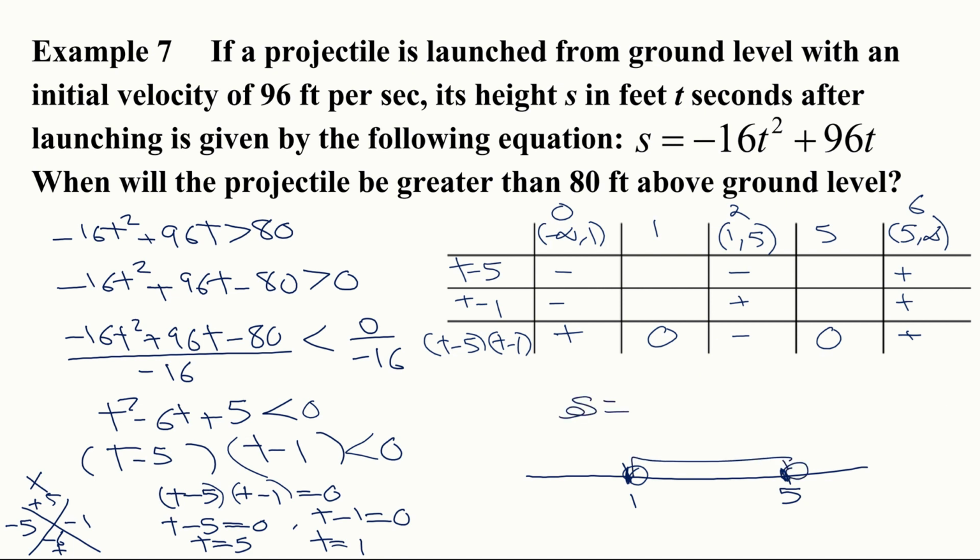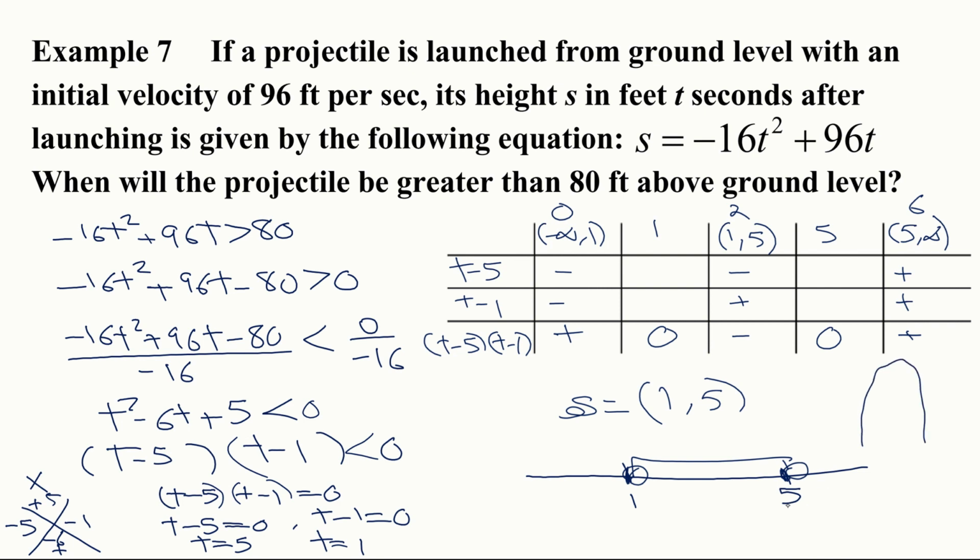So the solution set, I'm only going to write it in interval notation this time, is just going to be parentheses 1 comma 5. So what does that mean? That means you have to answer the question now, right? That means the projectile is more than 80 feet above the ground between 1 and 5 seconds after it is launched, right? So basically, this is what's going to happen. It's going to be in the form of a parabola, right?